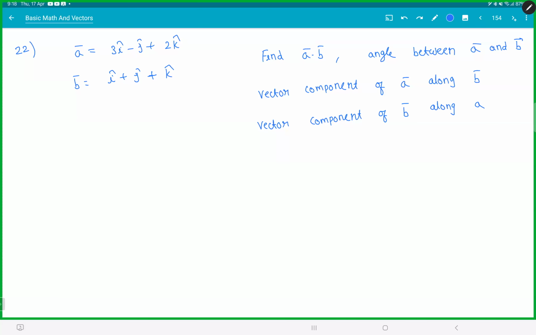Find a dot b, find the angle between a and b, find the component of a bar along b bar, and of b bar along a bar. Everyone should try. It's okay if you don't get it, but try.